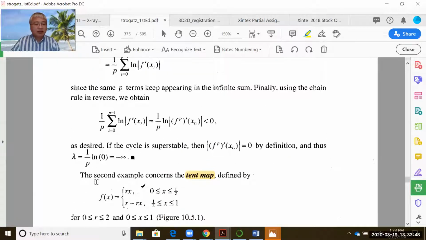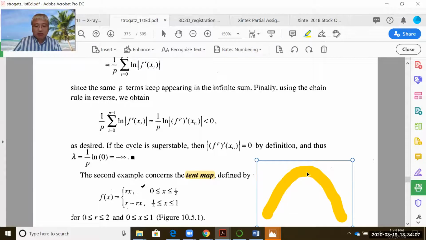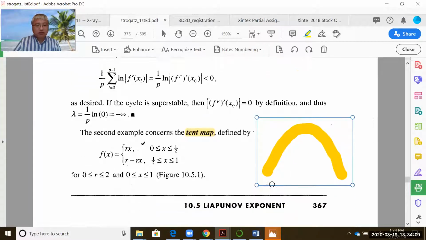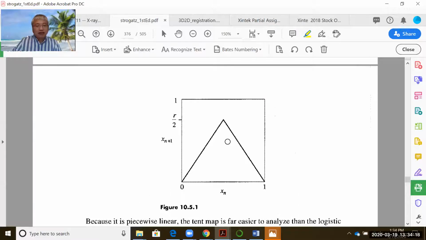Instead, I want to look at this second example, which is the tent map. Tent map is actually very similar to the logistic map. Logistic map, remember, is some kind of parabola like this. But the tent map is simply a triangle. It looks like a tent, so it's going up and down.